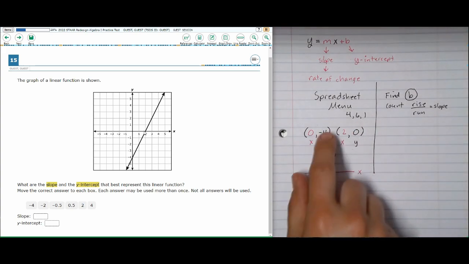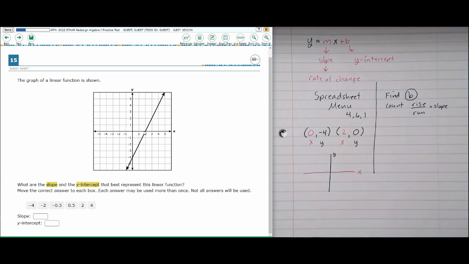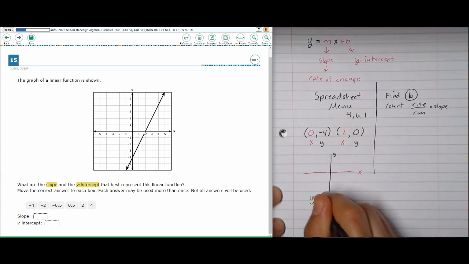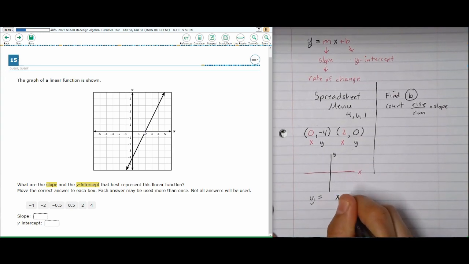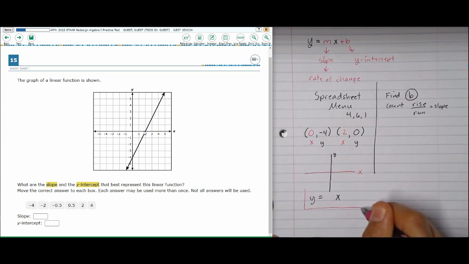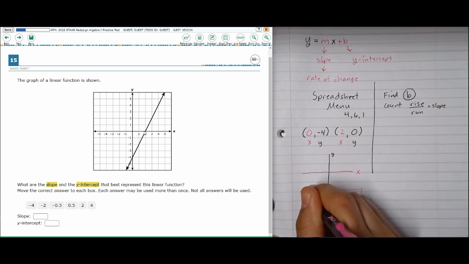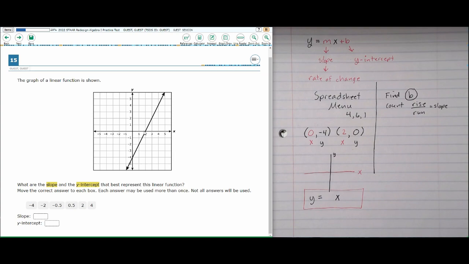Now, once I've put this in spreadsheet, it's going to make really easy work of it. I'm going to have an equation, and it's going to say y is equal to some number representing the slope. And then we're going to have an x, and then plus or minus whatever the y-intercept is. So we're going to write that answer right in here. And let me go ahead and put it in spreadsheet.